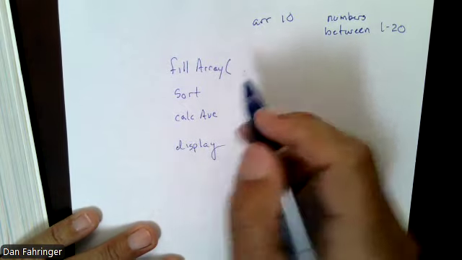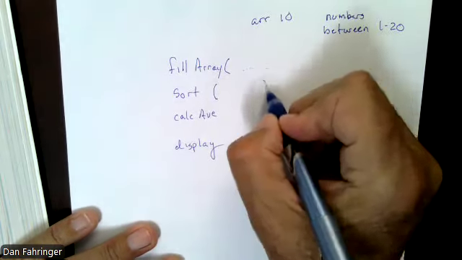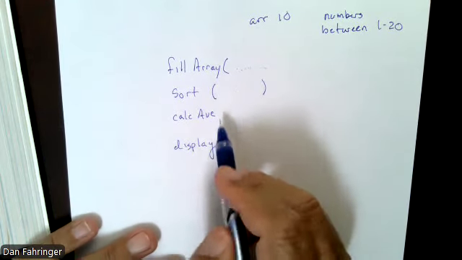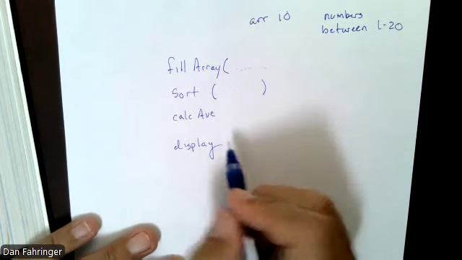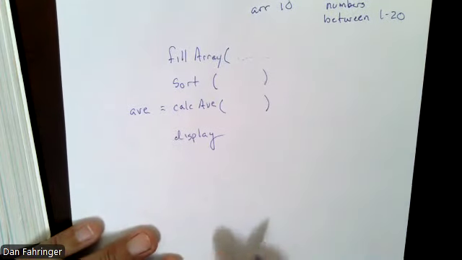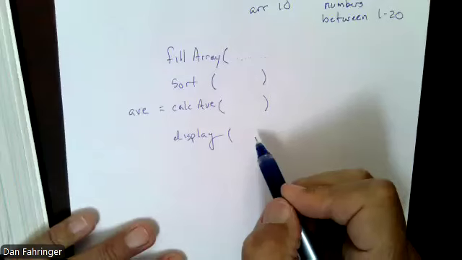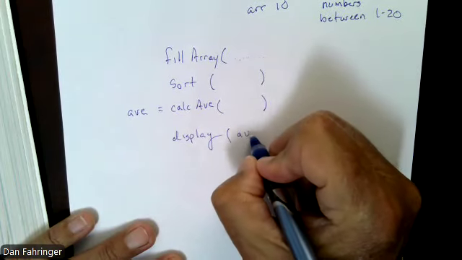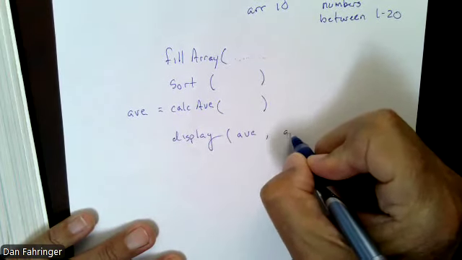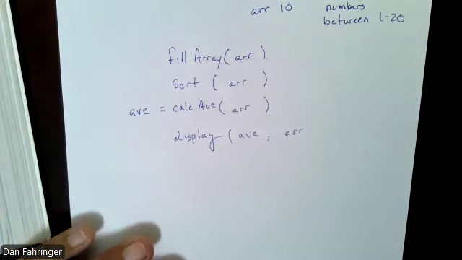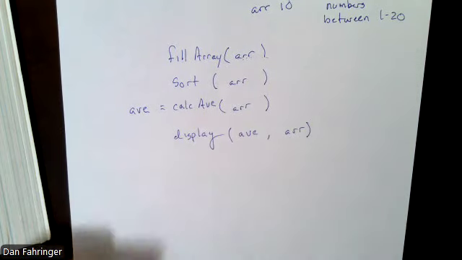Now I need to pass the array into sort so it comes back sorted. Then I need to pass it in so I can calculate the average of all the numbers in the array. And then I want to pass that average and my array into display. So I need to fill an array. Then I'm going to pass it in and get it all sorted. Then I'm going to pass it in and get the average. And then I'm going to do the whole display thing.